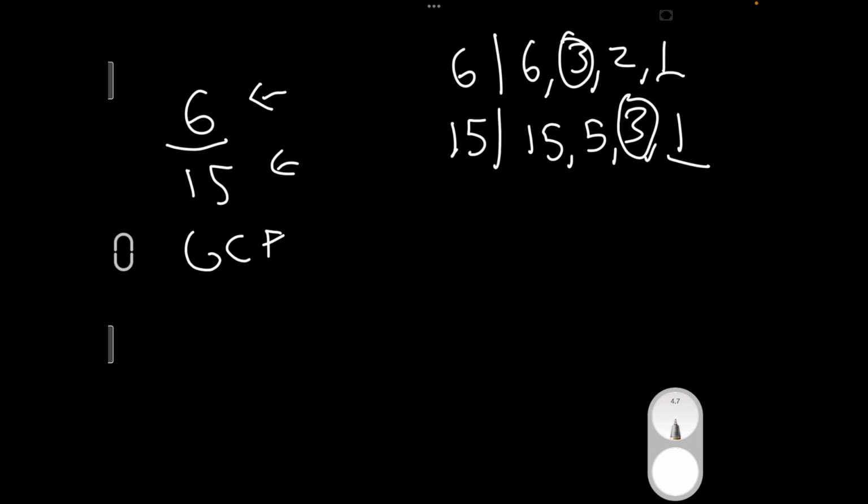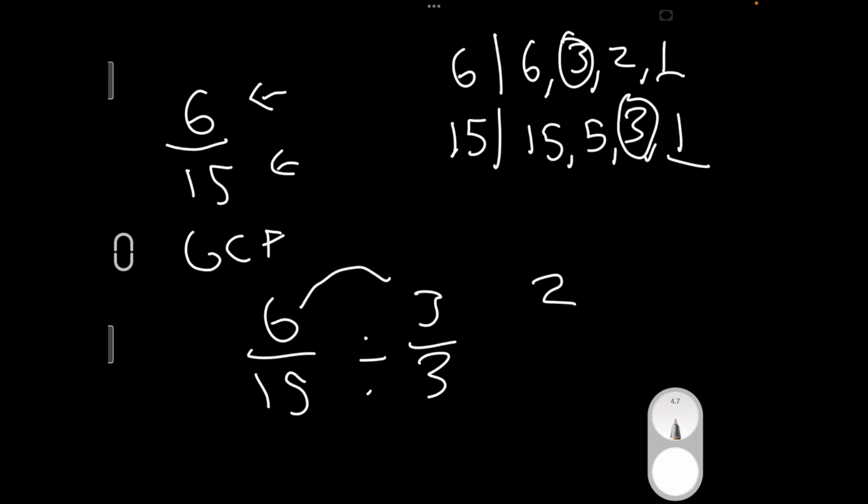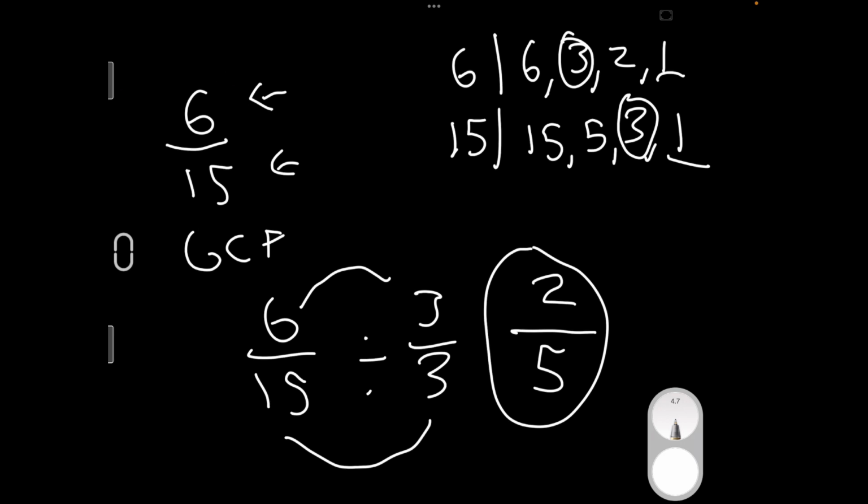So we need to divide the numerator and denominator by 3 to get the simplified fraction. So 6/15, we need to divide the numerator by 3 and the denominator by 3 because that is the greatest common factor. So 6 divided by 3, that's going to be 2, and 15 divided by 3, that's going to be 5. So our final simplified fraction is 2/5.